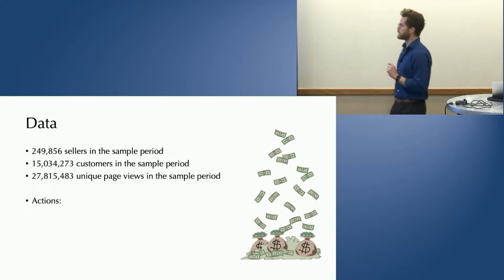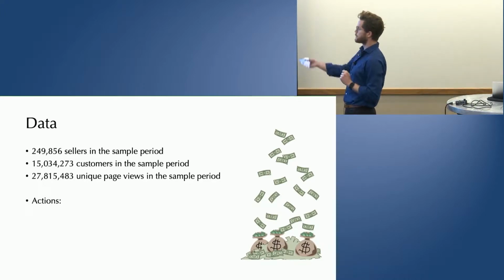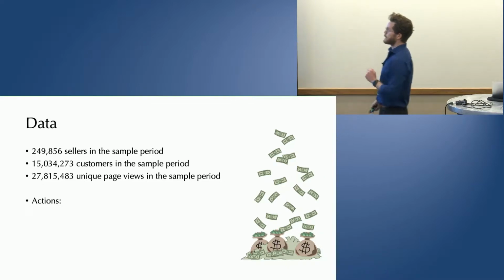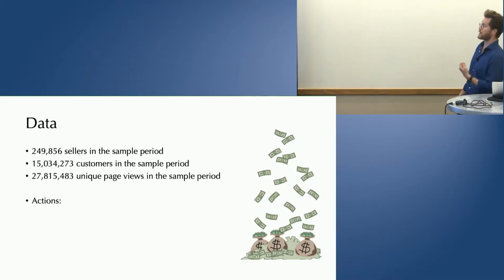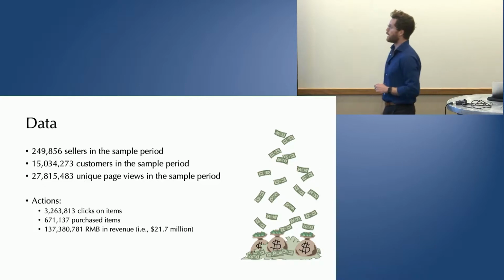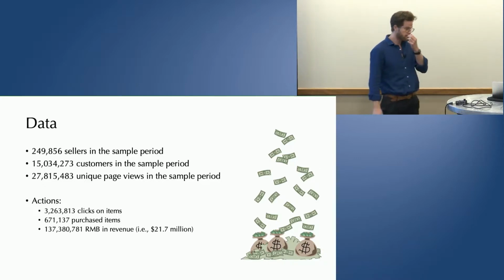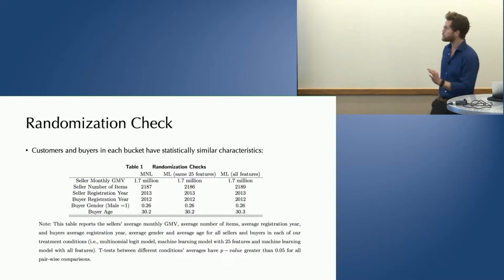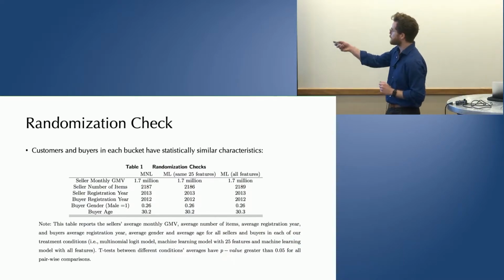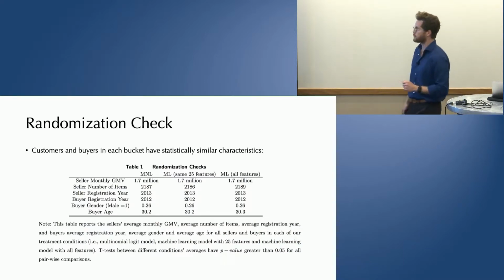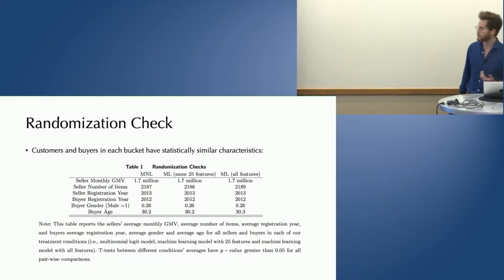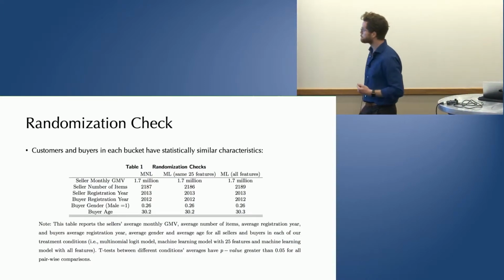So here's the data for the week-long field experiments. Number of sellers, number of customers who were shown, number of customers who were actually within our field experiments. Here's how many items were purchased, and here's how much money we influenced. And just as a quick randomization check, here are the demographics of the 3 buckets. And we can see they're very similar. So it looks like we have a properly randomized field experiment here.